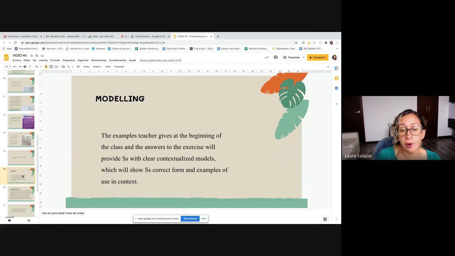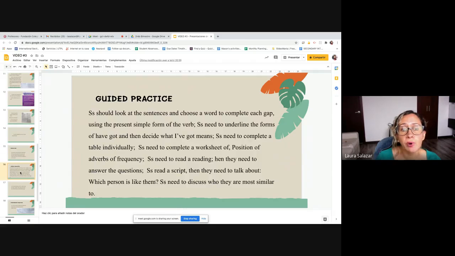For the modeling part, the examples teacher gives at the beginning of the class and the answers to the exercise will provide students with clear contextualized models, which will show students correct form and examples of use in context. Also, modeling is when the teacher gives the students the worksheet. They have always in the first sentence, as I already showed you, how they need to complete each exercise. That is also modeling.